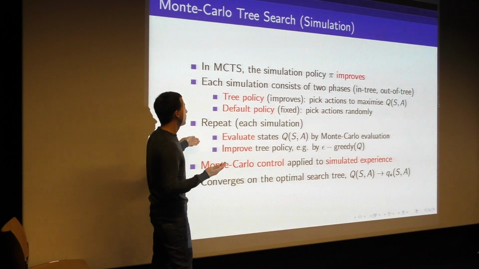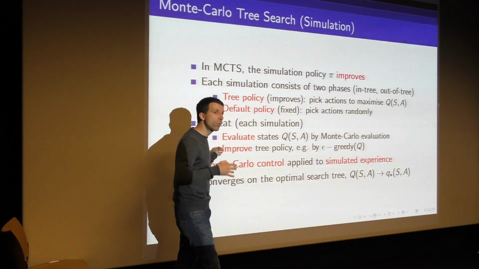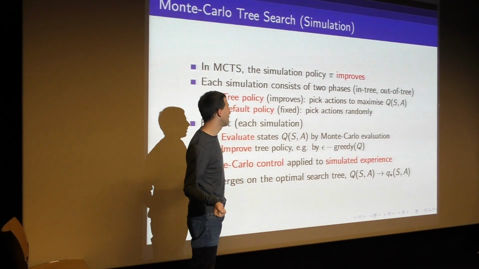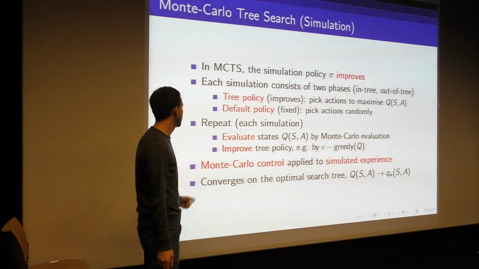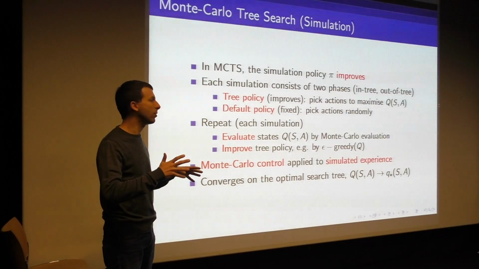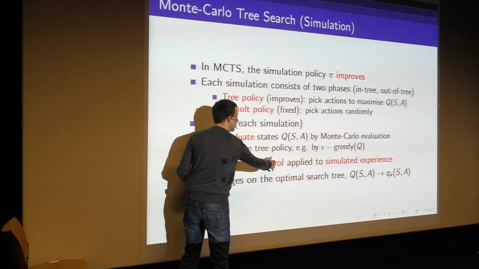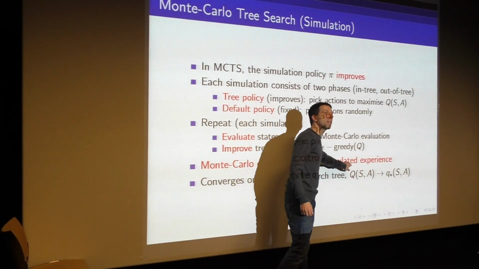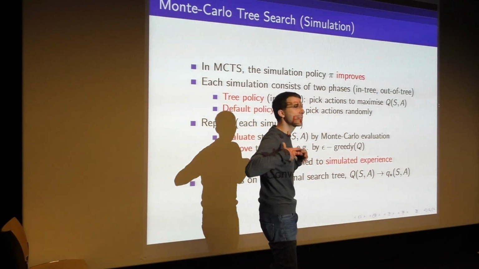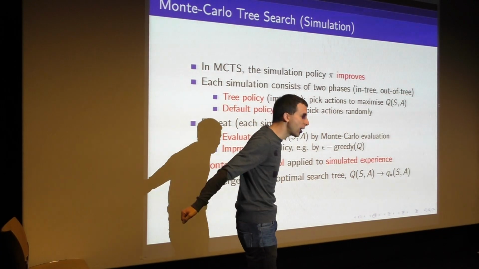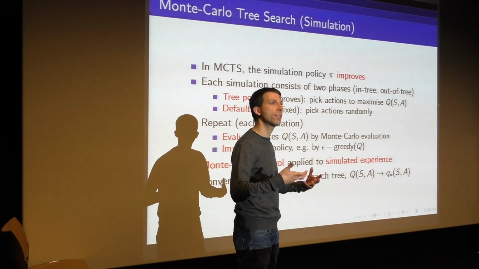And so the algorithm is that every simulation, we evaluate our states by Monte Carlo evaluation, but then we improve our tree policy by, for example, epsilon greedy, or smarter strategies using bandits. This algorithm, it turns out, is one we've already seen before. It's basically Monte Carlo control, but applied to simulated episodes of experience that start from the root state. So we're always starting from the state we're in, from this moment now. We're running our experience from now onwards, and applying Monte Carlo control to the experience that we encounter from now onwards.